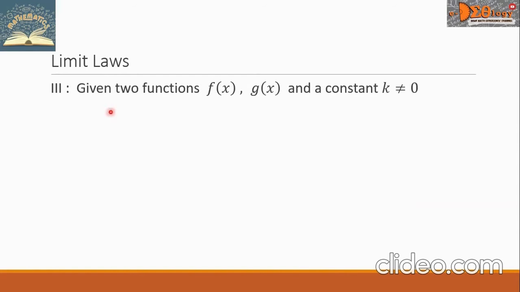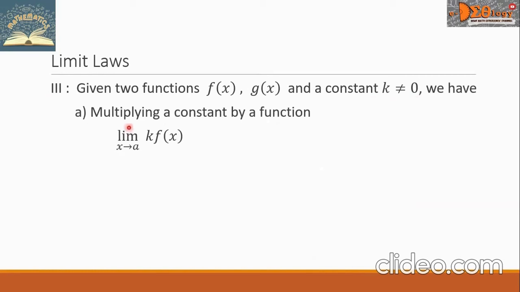Law number 3. Given two functions f of x, g of x, and a constant k not equal to 0, we have letter A, multiplying a constant by a function. So we have the limit of k times f of x as x approaches a. In here, we can take the limit of the function f of x as x approaches a. Afterwards, we will multiply it by the k. So we can see here that k times the limit of f of x as x approaches a.